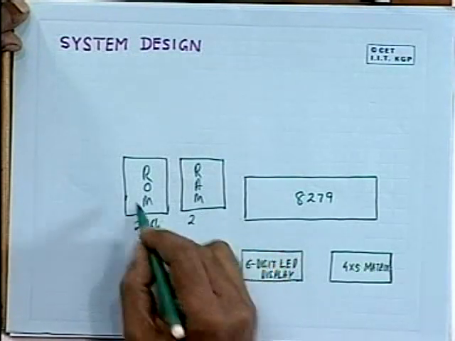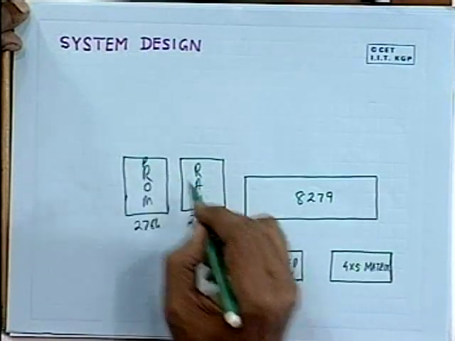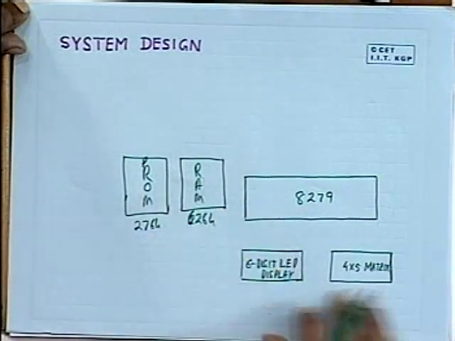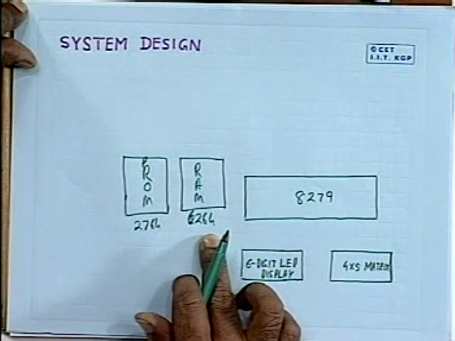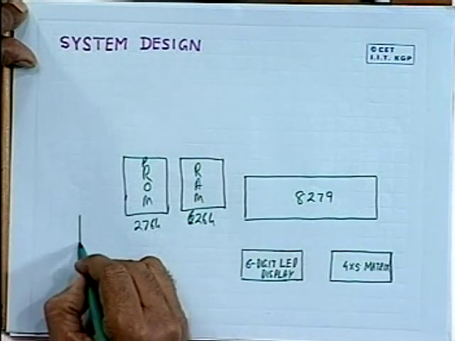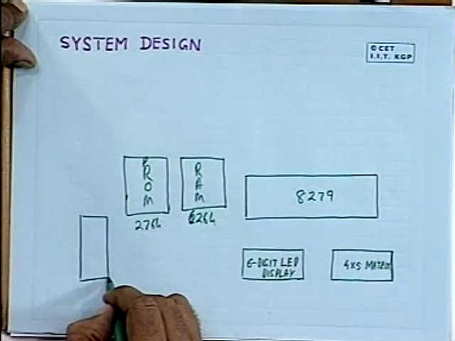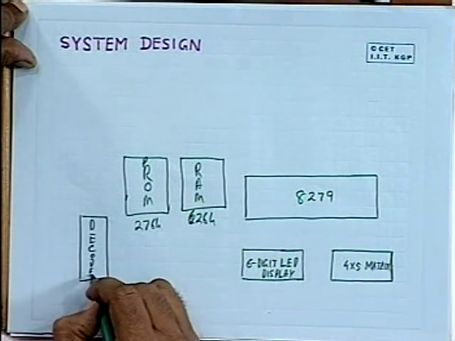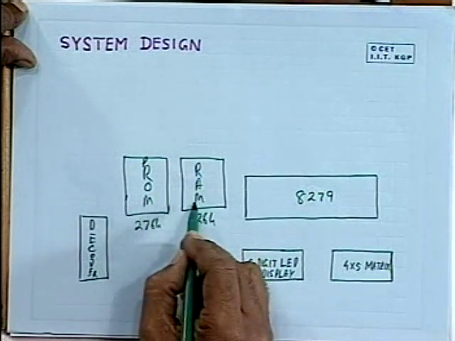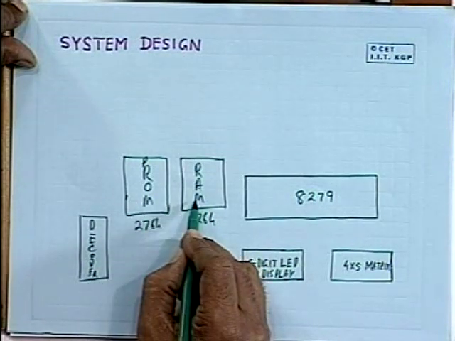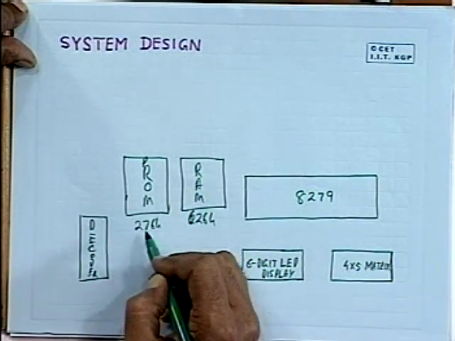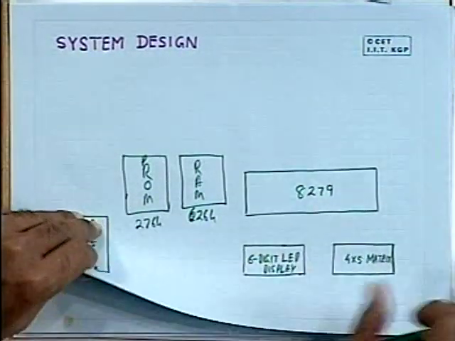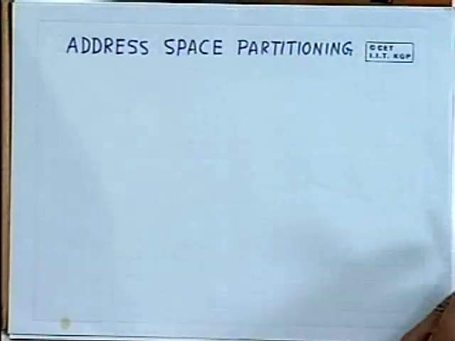2764 for ROM and 6264 for RAM. These are of 8K, and you have to use a suitable decoder circuit for selecting the devices. And although we are using 2 such devices, in practice there can be more devices in future. So you have to keep future provision. Let us see how we can do the address space partitioning.